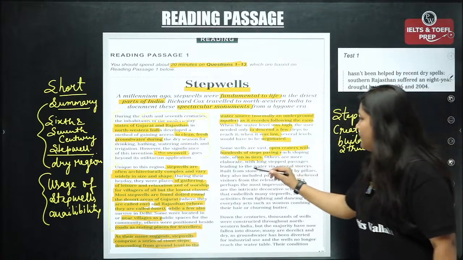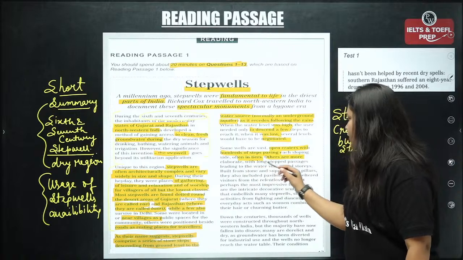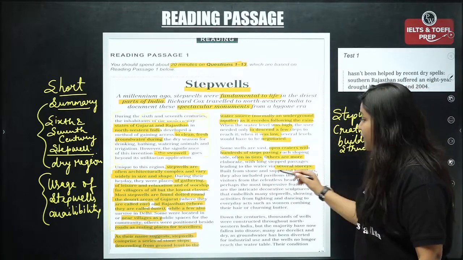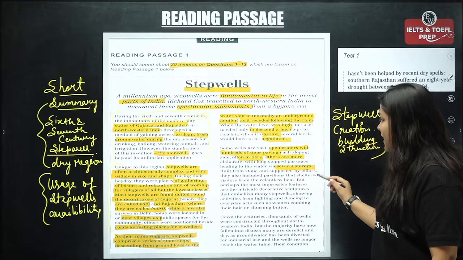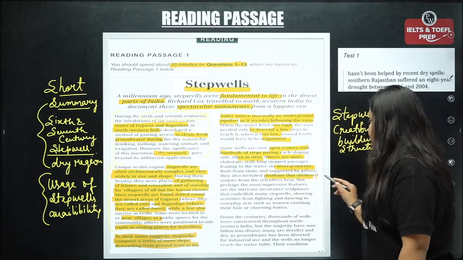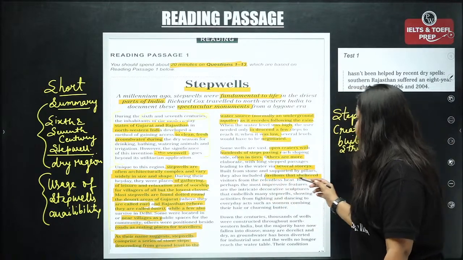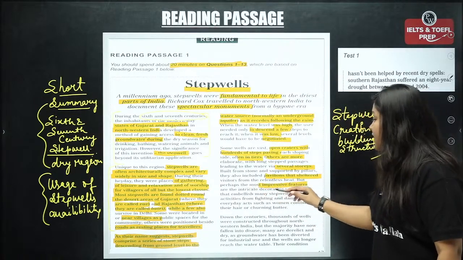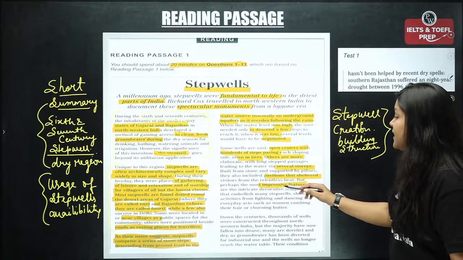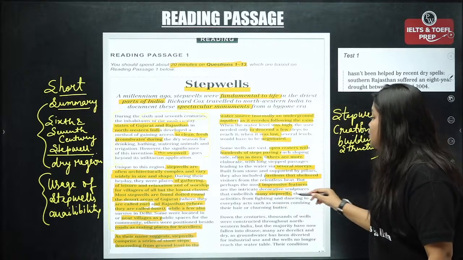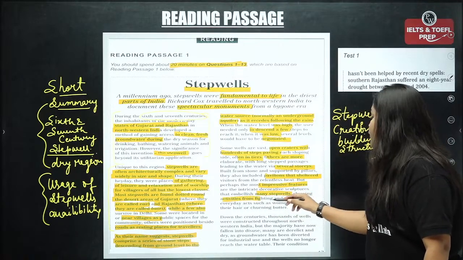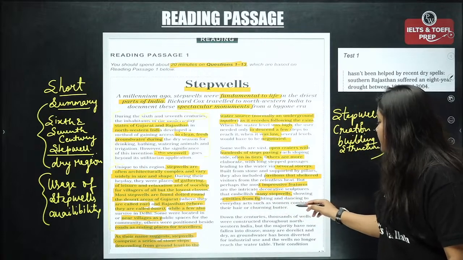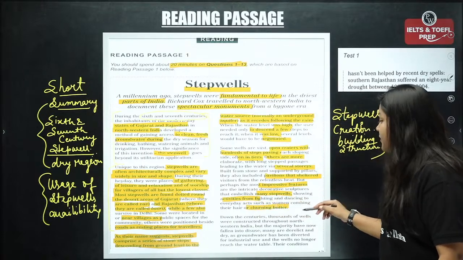Let's move again. Others are more elaborate, with long stepped passages leading to the water via several stories. Built from stone and supported by pillars, they also included pavilions that sheltered visitors from relentless heat. But perhaps the most impressive feature are the intricate decorative sculptures that embellish many stepwells, showing activities from fighting and dancing to everyday acts such as women combing their hair or churning butter.